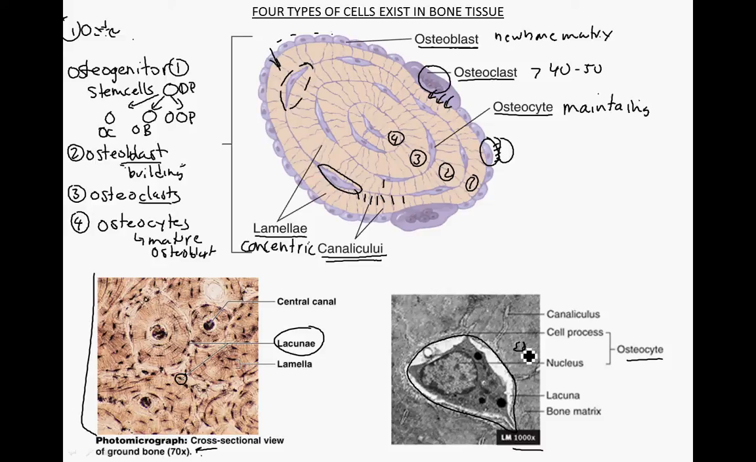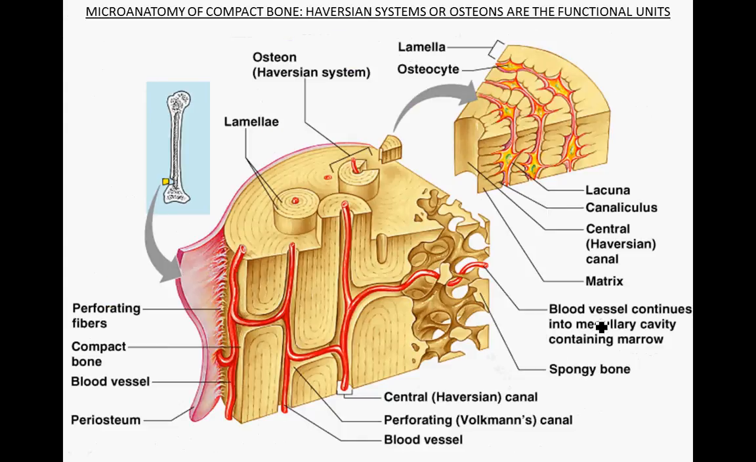So this is all bone matrix identified there, and then here's this little extension of the cell, and there's another extension of that osteocyte right there. That's the canaliculus, singular, canaliculi, plural. Under the microscope, you want to try to identify those things. So that brings us to this then.